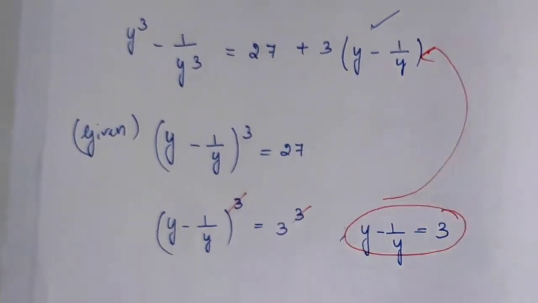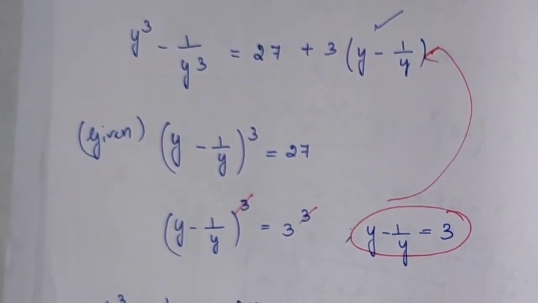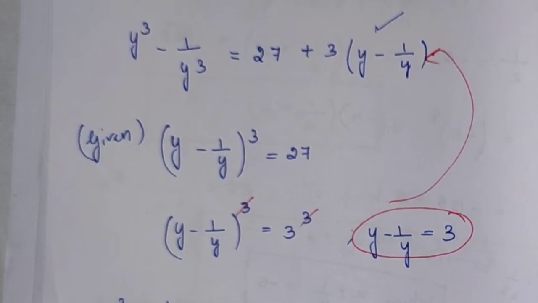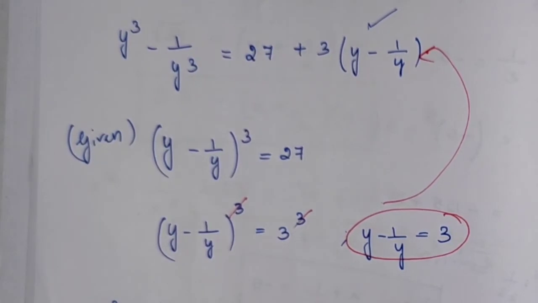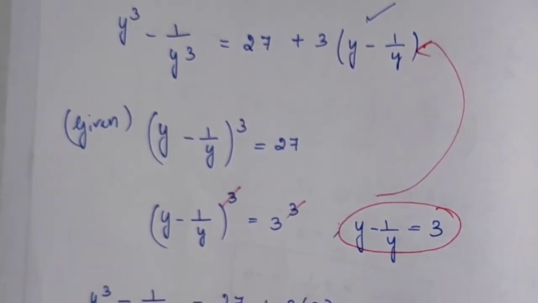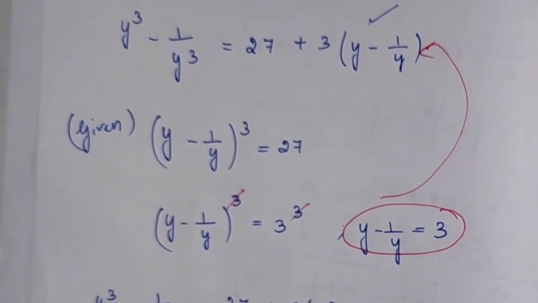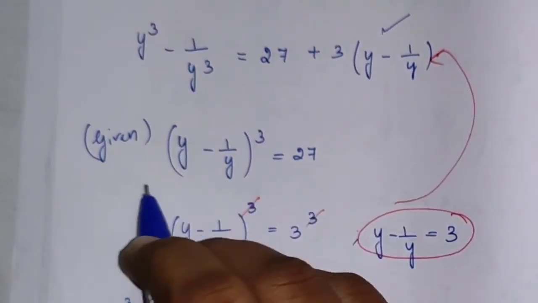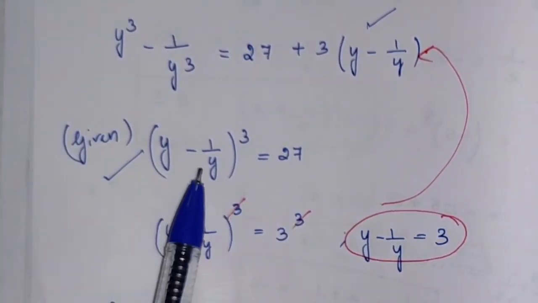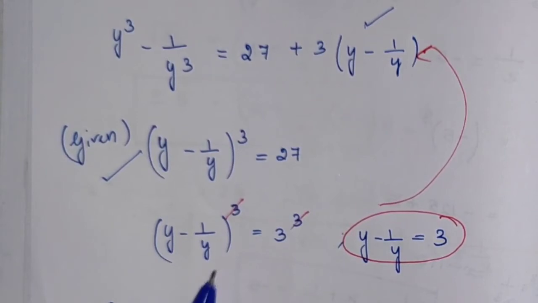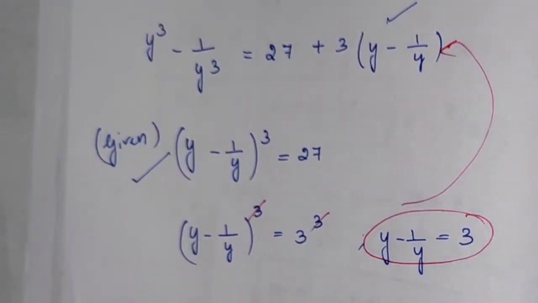So therefore y cube minus 1 by y cube is equal to 27 plus 3 into 3, that is 27 plus 9, which will be 36. Therefore y cube minus 1 by y cube is equal to 36. This part you can write in the beginning also, or you can write here, that is your wish. So somehow we need to find the value of y minus 1 by y. So substitute in that formula and find y cube minus 1 by y cube. That is what we are asked to find.